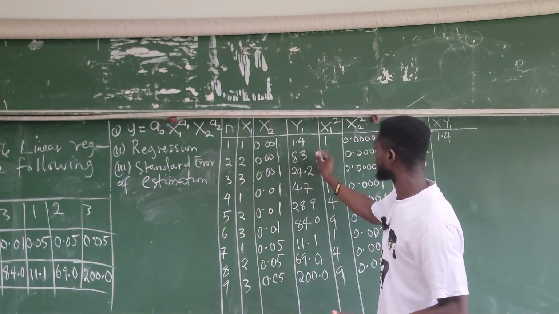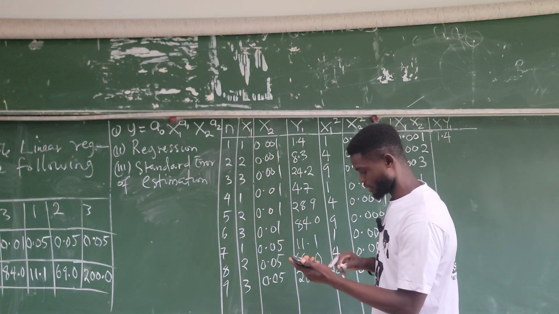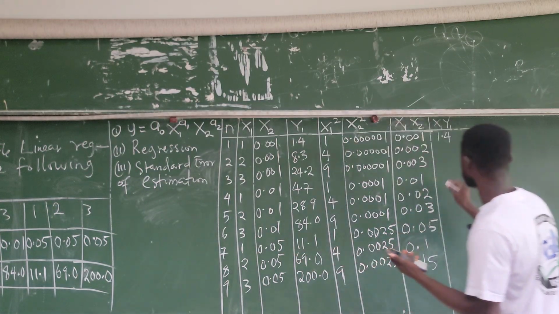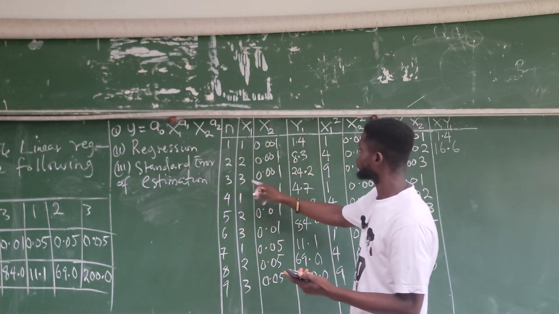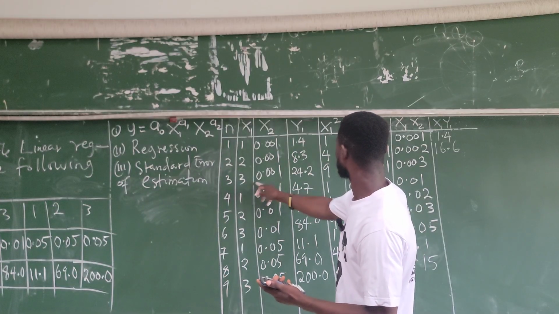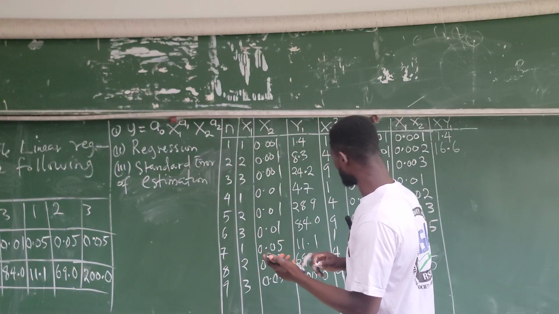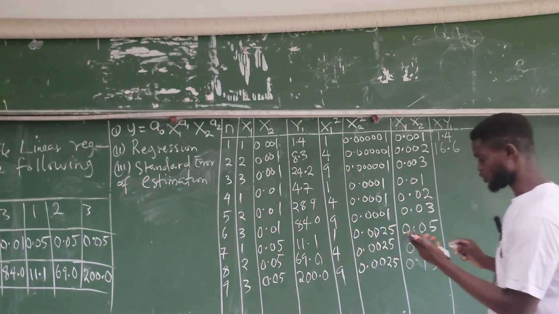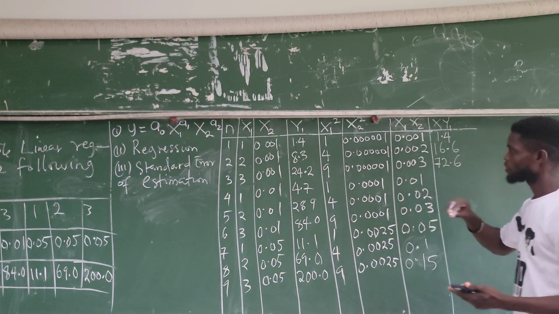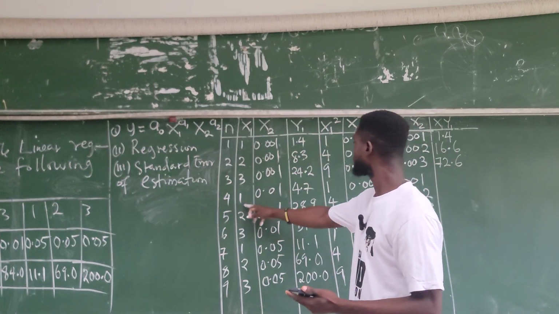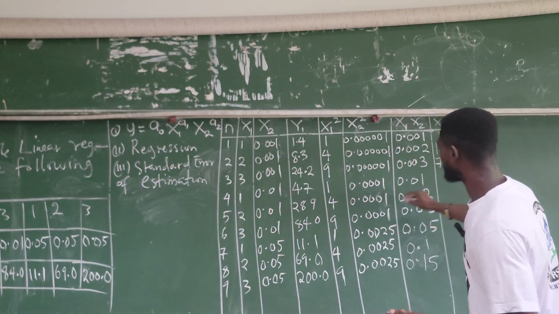Then 2 times 8.3 will give us 16.6. Also do 3 times 24.2. That will give us 72.6. So we also have 1 times 4.9. Sorry, 4.7.